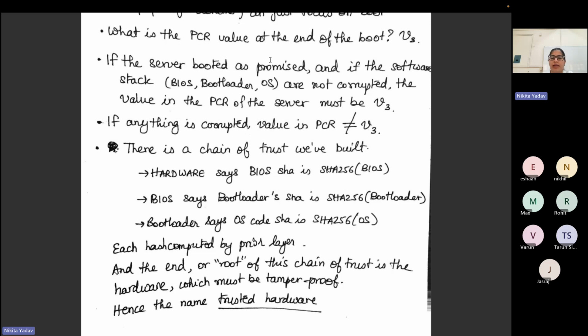If this V3 value is the true value, which would be generated if the correct binaries were started, then if the server booted as promised, the value in the PCR must be V3. But if any of these software components were corrupted, say the OS binary was replaced with a malicious binary, or the bootloader was replaced, then the value in the PCR will not be equal to V3.